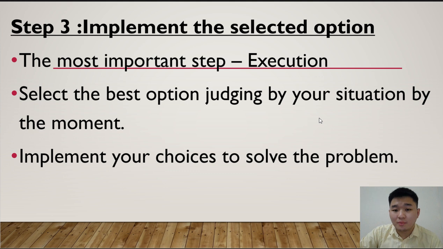This is because we might have the same problem, but the same problem occurs at a different time and a different place. So you need to think, last time it happened at that place, but now it's happening at another place. Which option is best for me for now? And then you implement your choice to solve the problem. This is why I say this is the more important step.